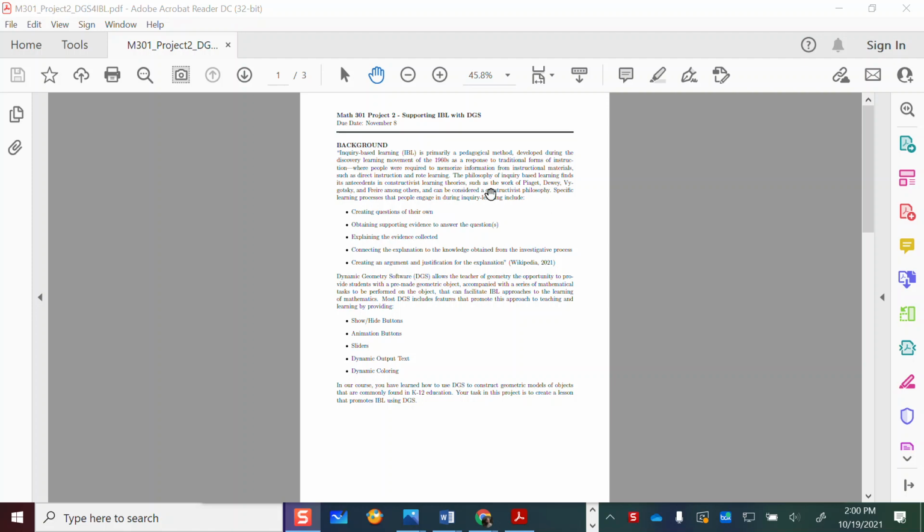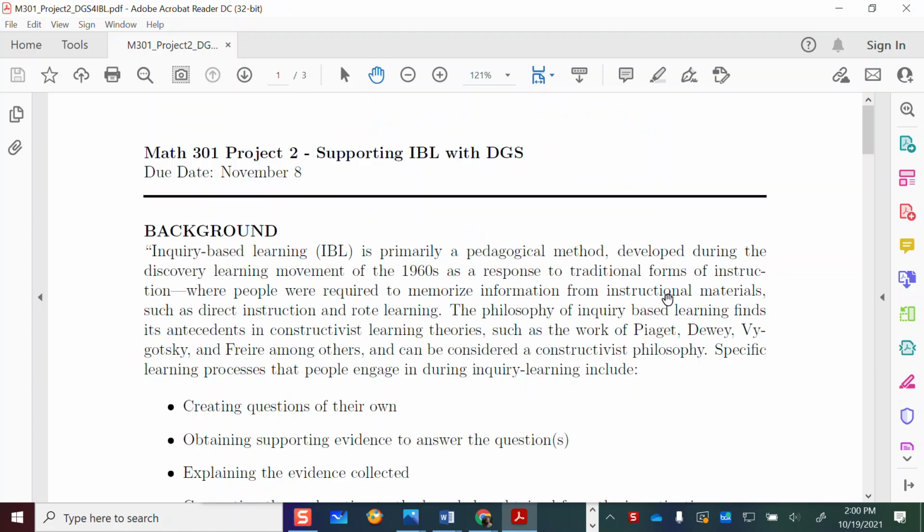So I went ahead and pulled up the project statement. Let's go ahead and start there, and I'll fit it to width so we can read a little bit better. So the project is due November 8th, and it's about supporting IBL with DGS. So here's a quote from Wikipedia.